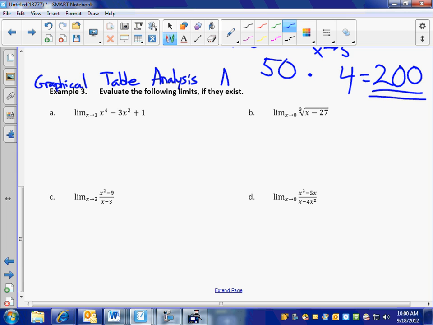The last one that we're going to use would be your favorite, algebra. Okay? We'll start basic. Limit as x approaches 1 of this function. Can I plug 1 in? It is a polynomial, so I can do that. 1 to the 4th minus 3 times 1 squared plus 1. I have 1 minus 3 plus 1, and I get -1. That's it.